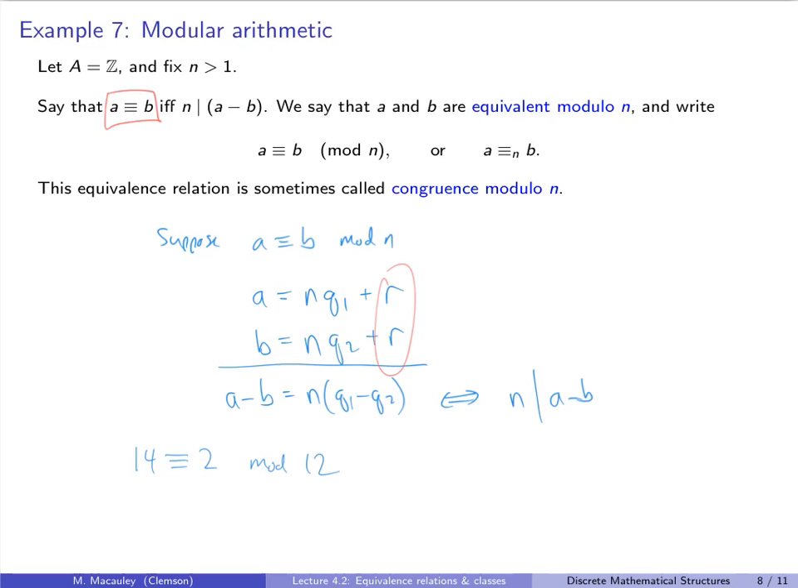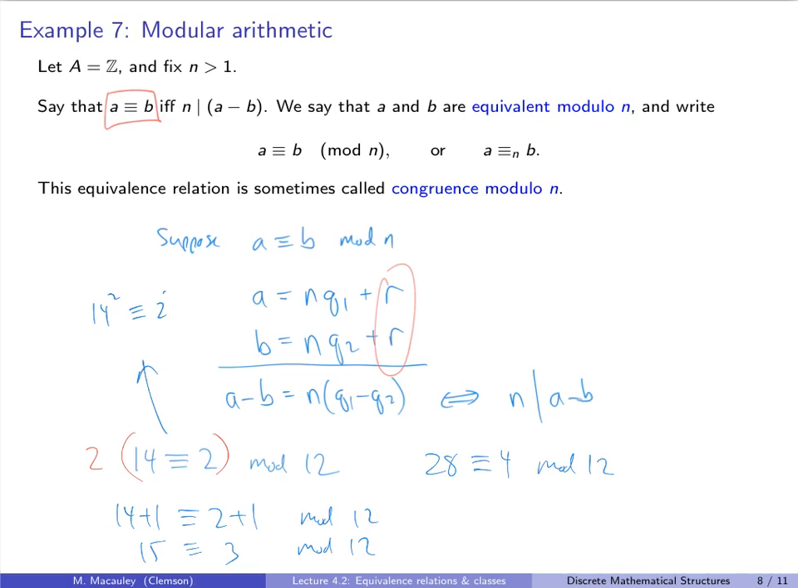Moreover, we can do arithmetic. If we want to add 1 hour, we can say 14 plus 1 is equivalent to 2 plus 1 mod 12. In other words, 15 is equivalent to 3 mod 12. And I claim we can also multiply. If we multiply both sides of this equation by 2, we get that 28 is equivalent to 4 mod 12. Or we can exponentiate. We can say 14 squared is equivalent to 2 squared mod 12. I encourage you to check to see that this actually works.